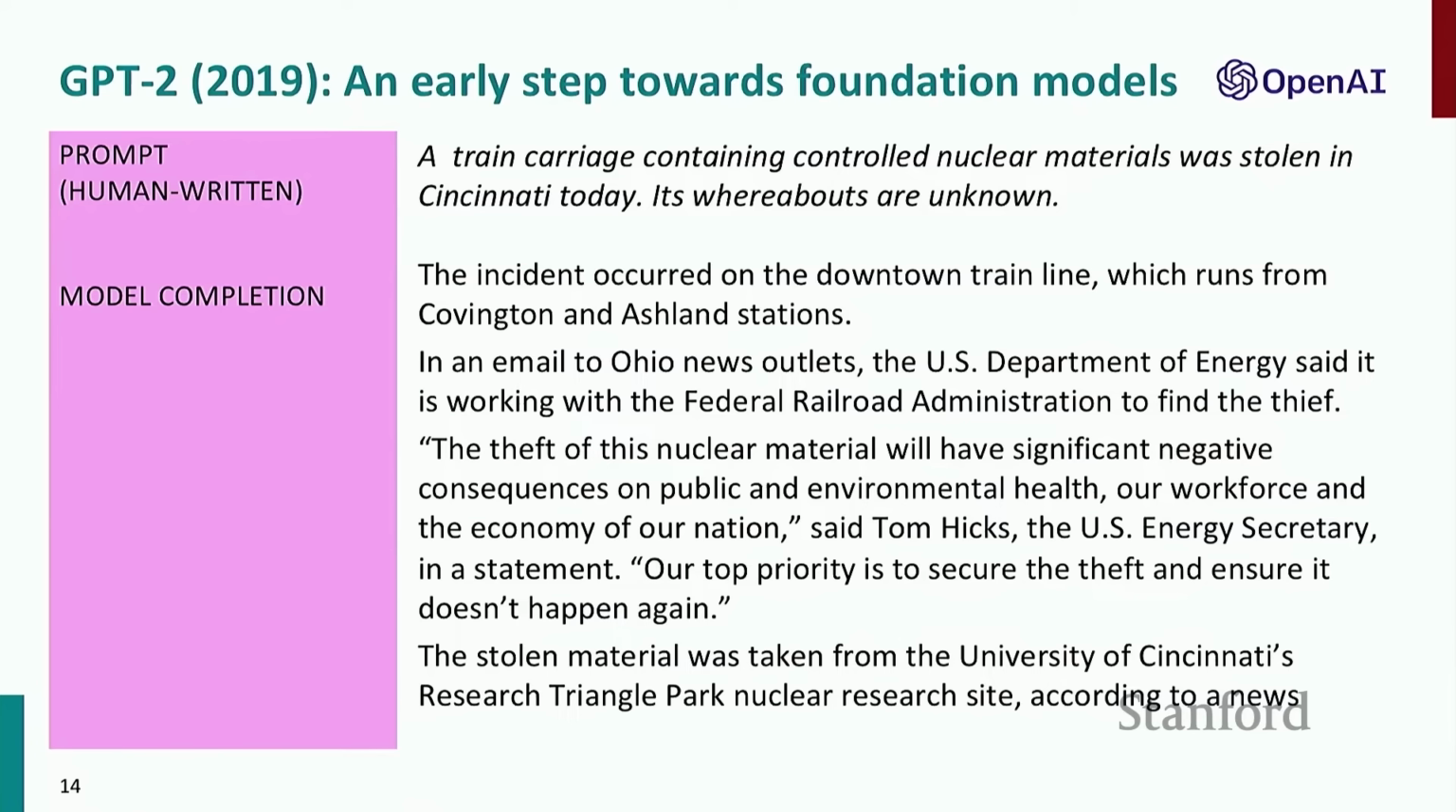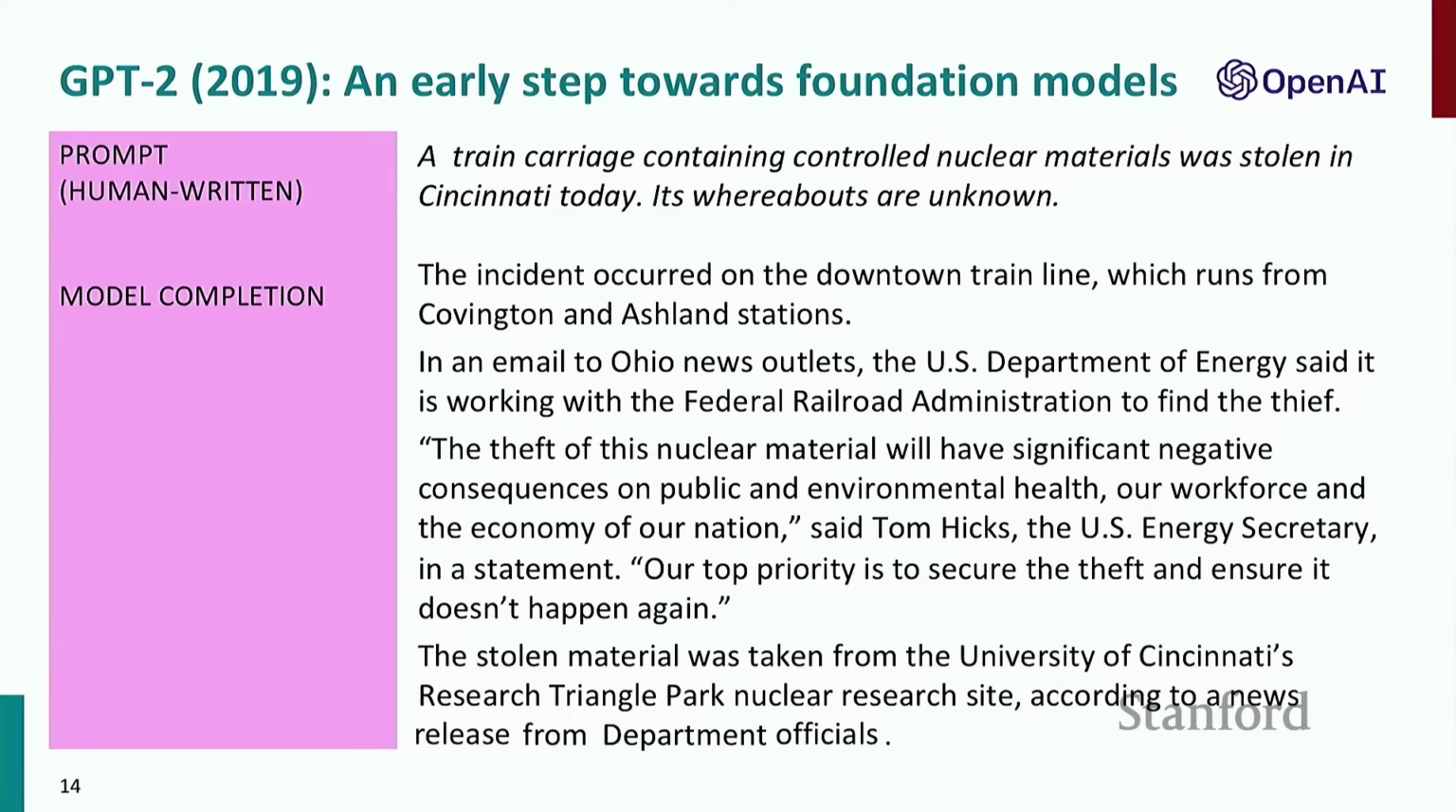The incident occurred on the downtown train line, which runs from Covington and Ashland stations. In an email to Ohio news outlets, the U.S. Department of Energy said it is working with the Federal Railroad Administration to find the thief. And so the way this is working is it's conditioning on all the past material, and as I show at the very bottom line down here, it's then generating one word at a time as to what word it thinks would be likely to come next after that.